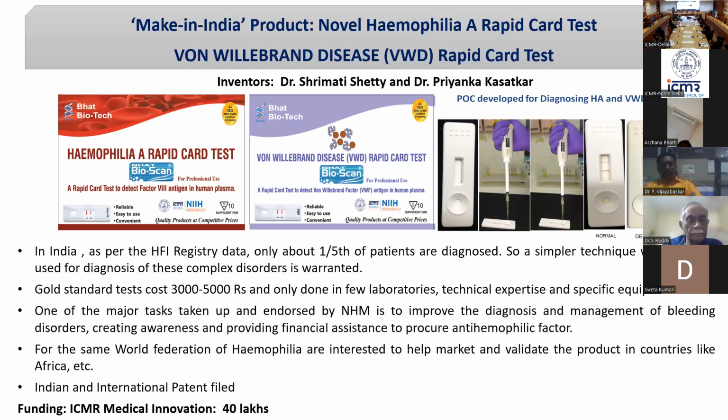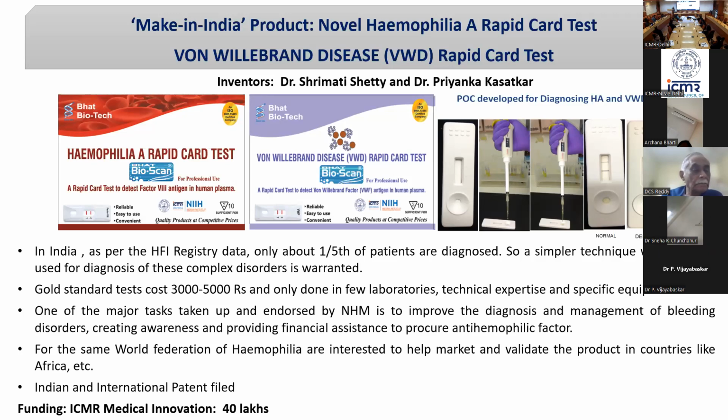Coming to the gold standard test, what is wrong with it? It costs around 3,000 to 5,000 rupees, and you need a coagulation lab. There are very specific instruments which you need, the automated coagulometer. You need technical expertise. So in all of India, we have very few coagulation labs which do all the tests for bleeding disorders. So a point of care test in bleeding disorders was warranted.